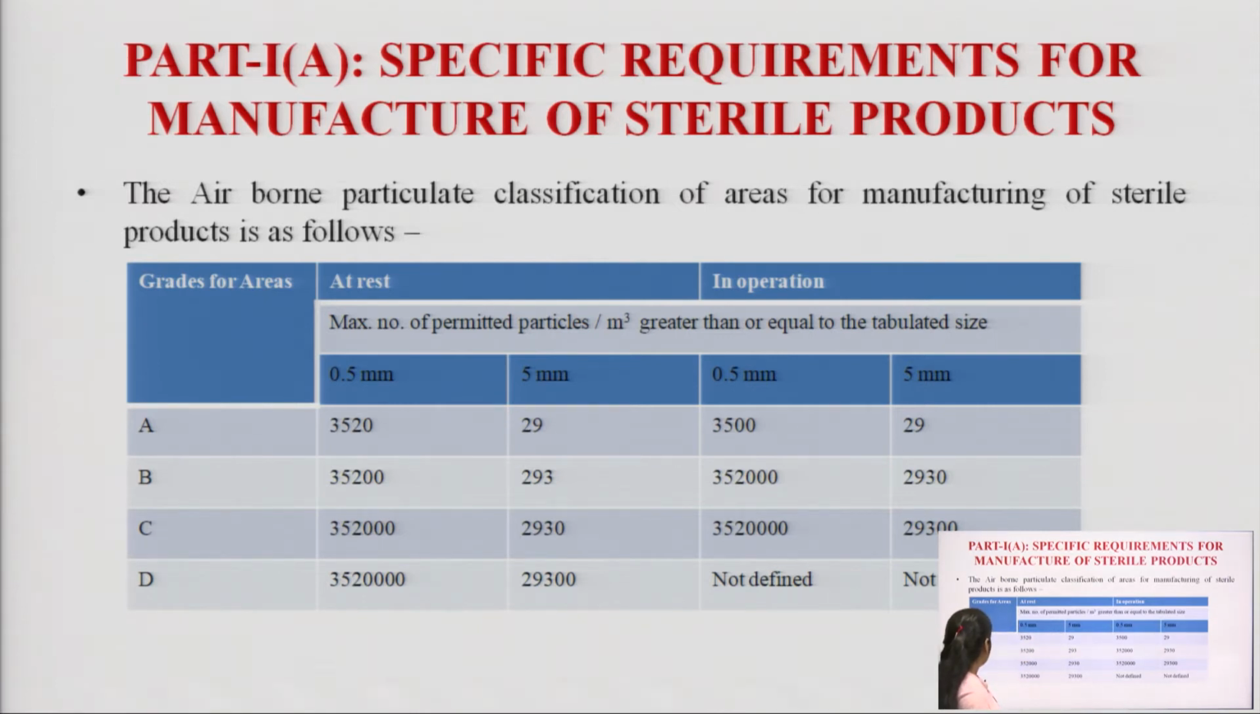In grade A area, 3520 particles are permitted. For 5 micron at rest position, 29 particulates can be present. For grade B, 35,200 particulates can be present, and for 5 micron, 293 particulates can be present, whereas in grade C, 3,52,000 particles are permitted, and in 5 micron size, 2,930 particulates can be permitted.